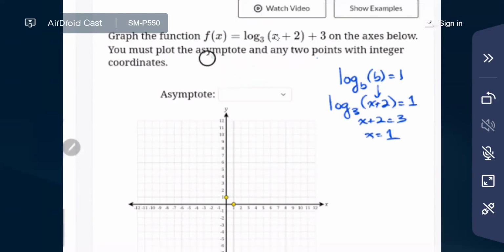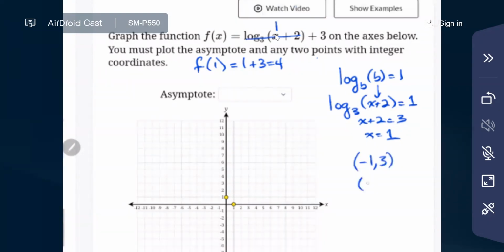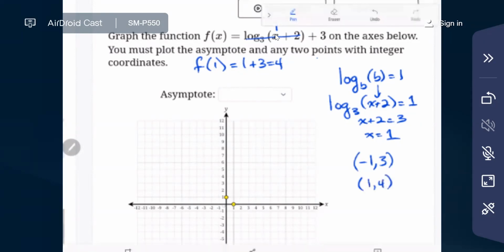Erasing this here, we go back to our next thing. So we say when f is 1, that means this expression is going to be equal to 1, and it's going to be equal to 1 plus 3 or 4. And so there's my second point. I just realized I obliterated my first point, but I think my first point was -1 and 3, and my next point is 1, 4. So -1 and 3, I'm going to write those down.